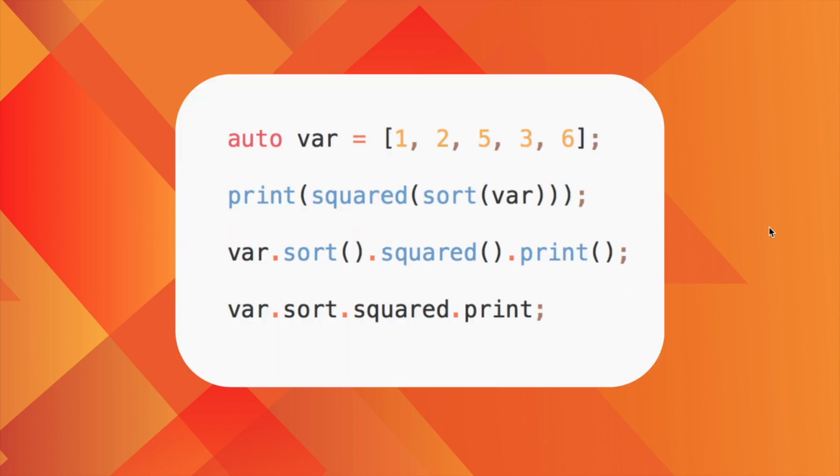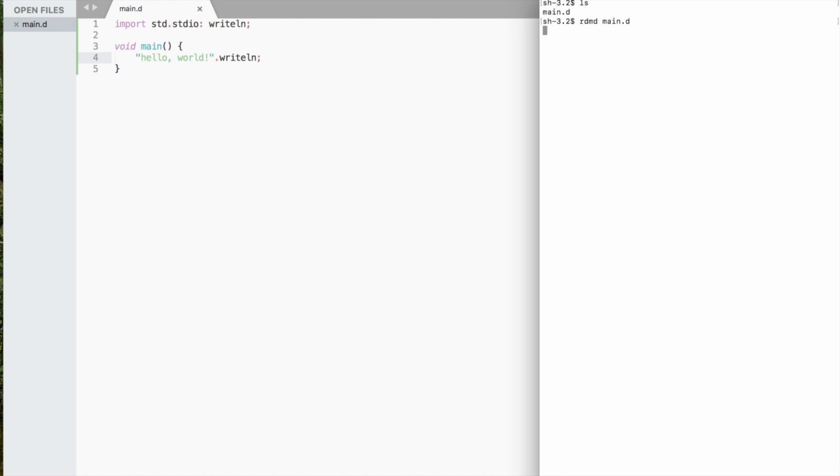In this example, I wanted my array sorted, then all elements squared and printed to the terminal window. It is not necessary to use parentheses in D. As a result, the code looks cleaner and more manageable. Let's end the video by rewriting the Hello World program in the uniform function call style.